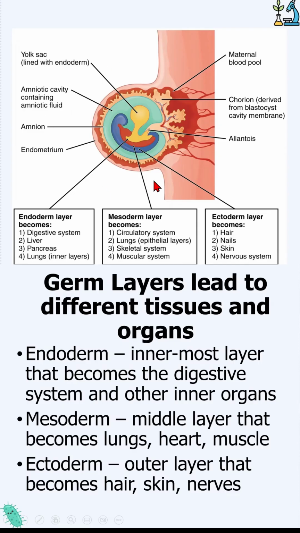And again, this is specific for human development, but other animals, especially more developed animals, they're also going to have these three layers that sort of become the different organs as well. Again, not every organism has a true digestive system. Not every organism has a full skeletal system, but for the most part, it's pretty similar in terms of what the germ layers end up being.